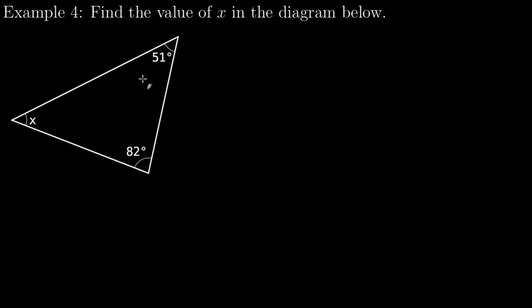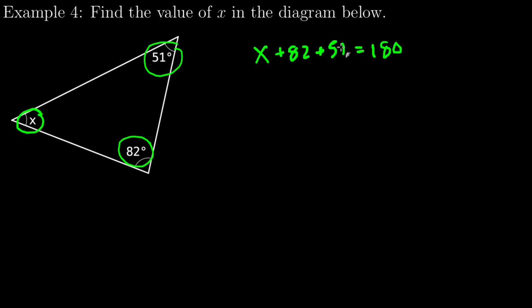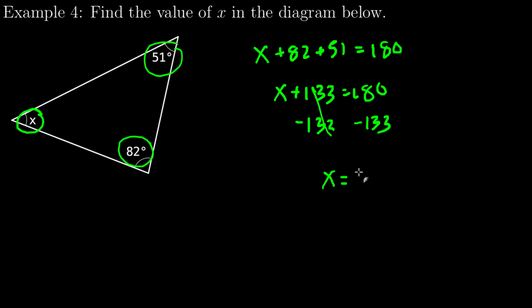Okay, find the value of x in the diagram below. So we're back to having just a triangle, and that means I can jump straight into solving it. I have x, 82 degrees, 51 degrees, so x plus 82 plus 51 equals 180. 82 plus 51 is 133. I will subtract 133 from both sides, and I'll get that x is equal to 47 degrees.